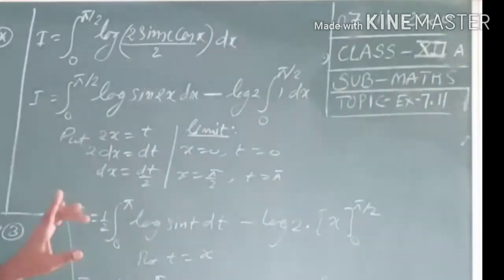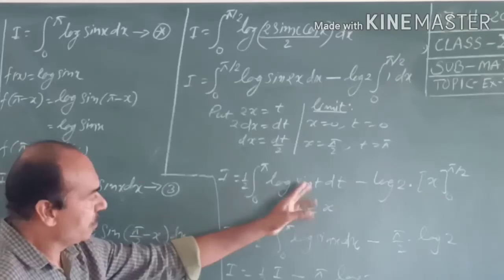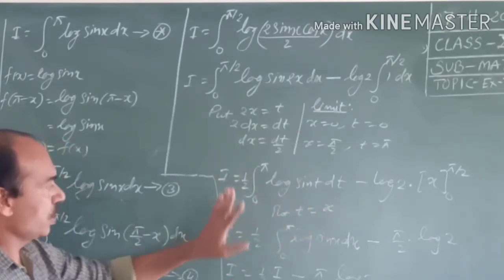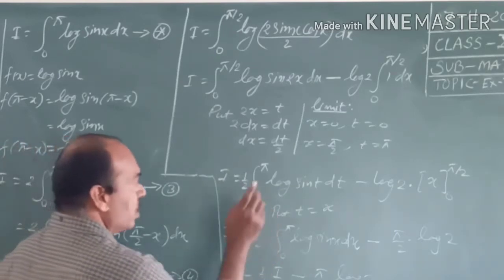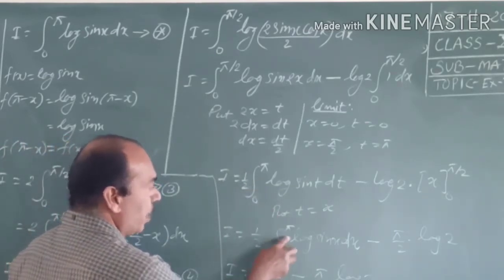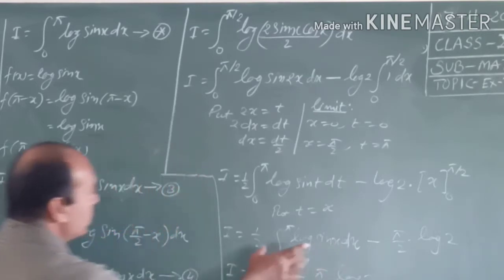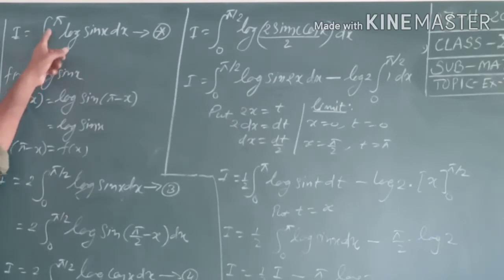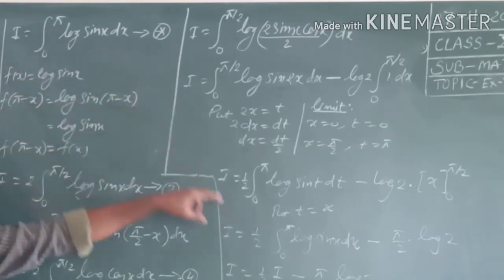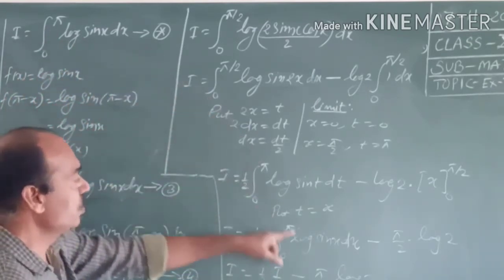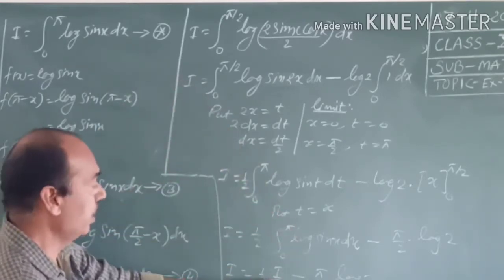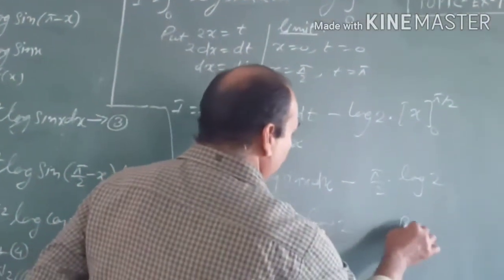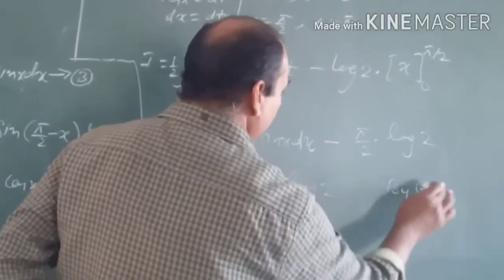Using property number 0, if we once again replace t by x, then dt equals dx and the limit is also the same. So this is property number 0. So 1 by 2 times the integral from 0 to pi of log sin x dx. And this integral, from equation number star, observe here, 0 to pi log sin x dx, both are the same. So by using star, write here I, and also write here by equation number star.